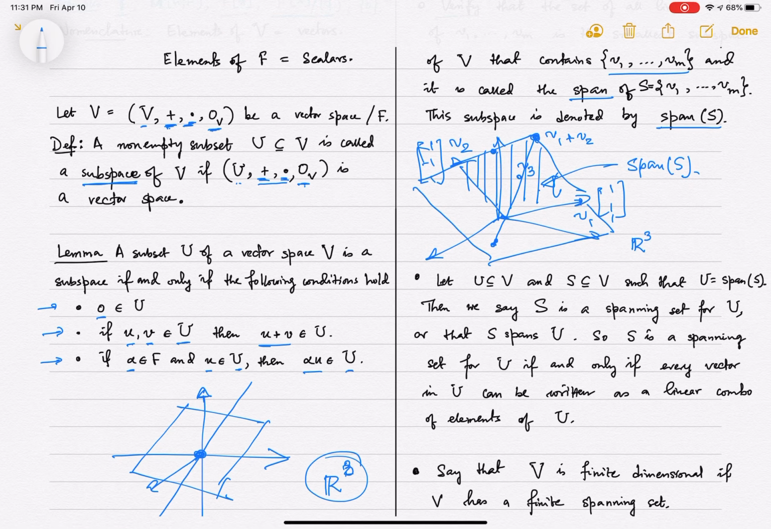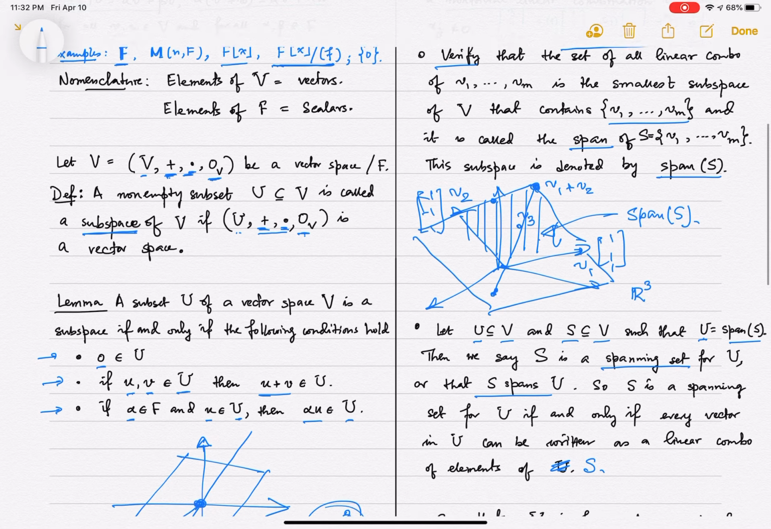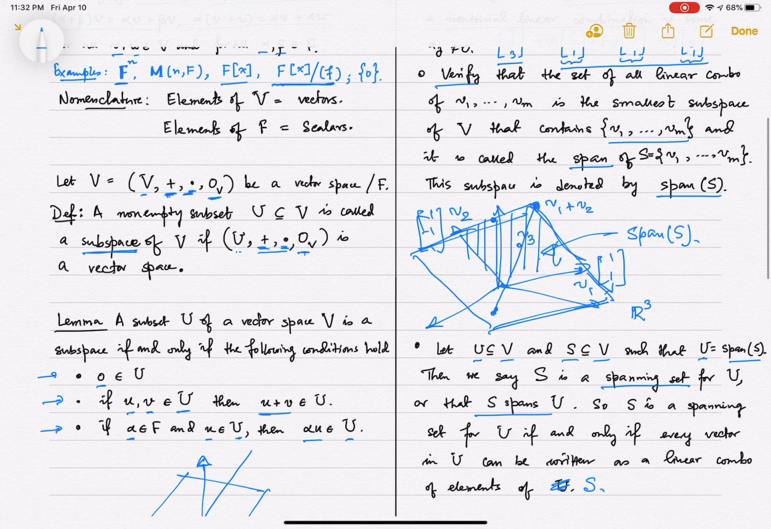And if you have a subset U of V and a subset S such that U is the span of S, then we say that S spans U, or S is a spanning set of U. These mean the same thing. So S is a spanning set for U if and only if every vector in U can be written as a linear combination of elements of S. So this plane has a spanning set v1, v2, v3, which means that every vector in this plane can be written as some multiple of v1 plus some multiple of v2 plus some multiple of v3. I don't really need v3, but throwing in v3 does not hurt.